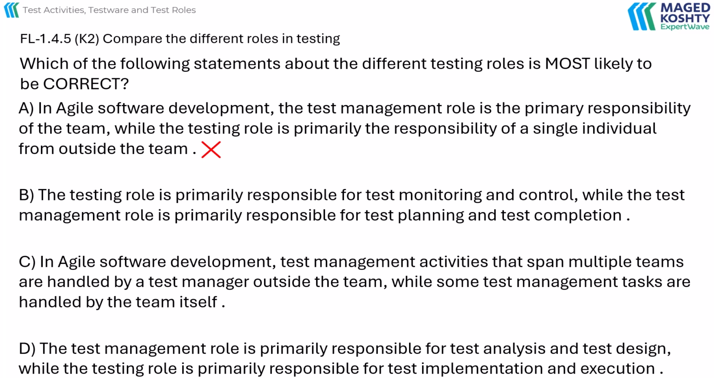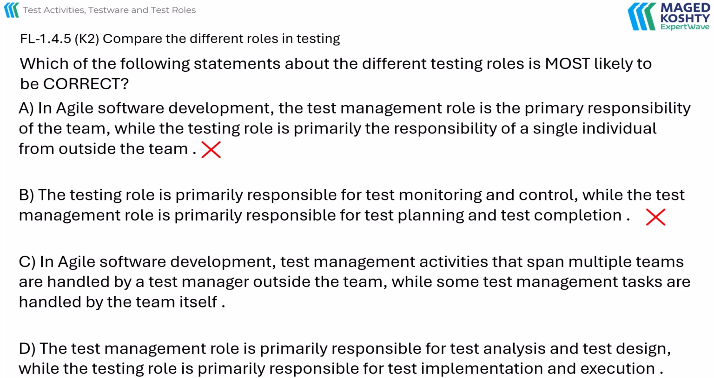Option B. The testing role is primarily responsible for test monitoring and control. This is incorrect. The testing role is responsible for test analysis, design, implementation, and execution, and could be involved in the remaining activities. So, it's wrong to say that the testing role is primarily responsible for test monitoring and control. So, this option is also not correct. The remaining sentence, while the test management role is primarily responsible for test planning and test completion. This could be partially correct.